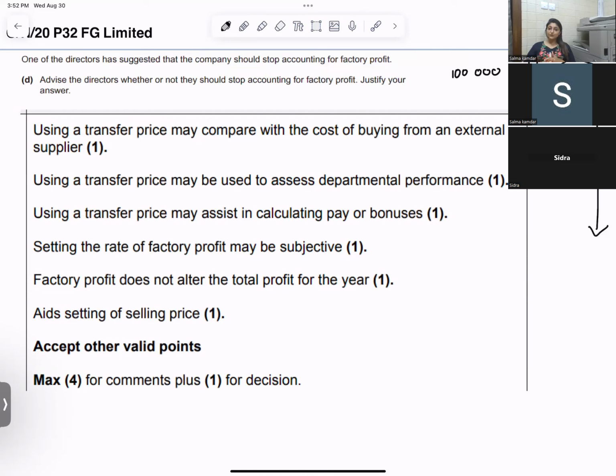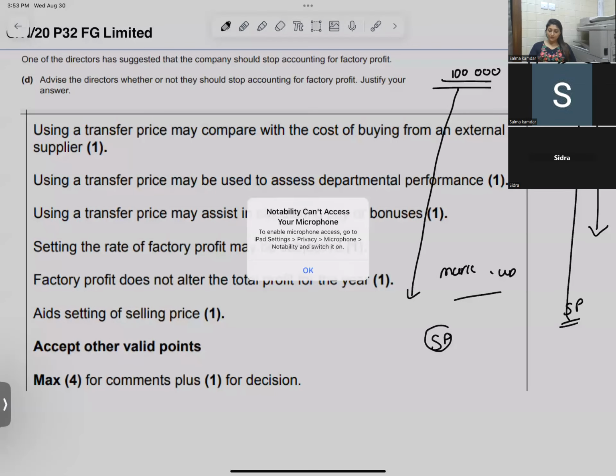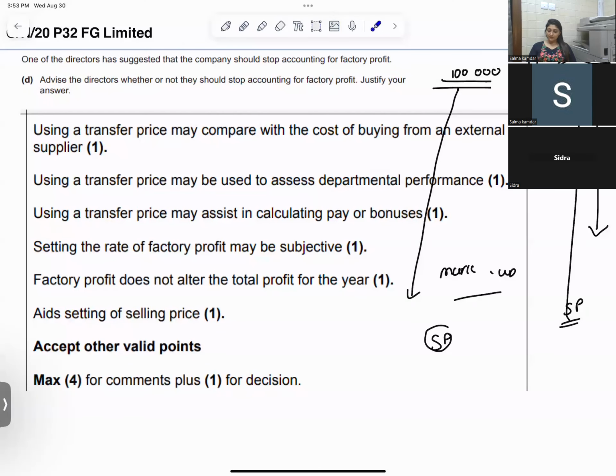It will also help you to set your selling price. You will not be comparing this with your markup or margin to set the selling price. If you're setting the selling price, you will see that the cost plus outside cost is this much, so you will set a selling price on this amount, and not on the other amount, on the transfer value.